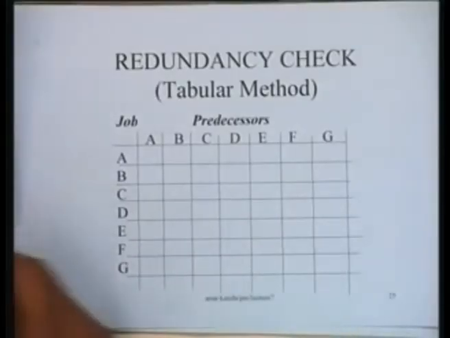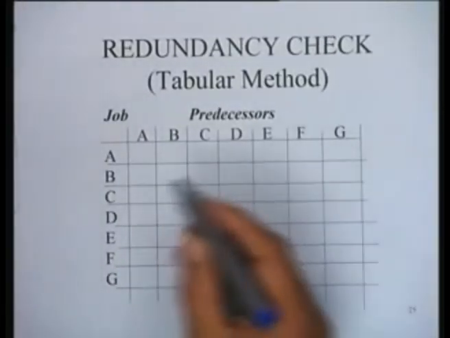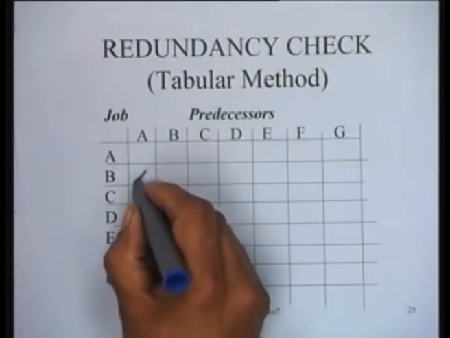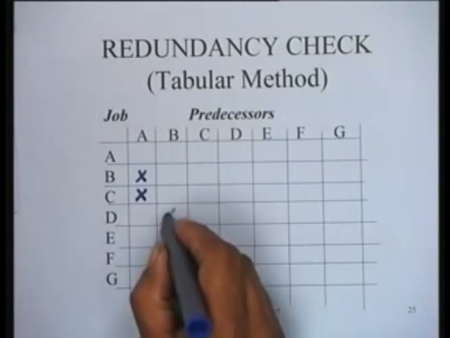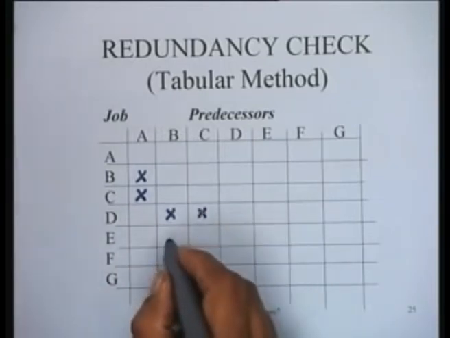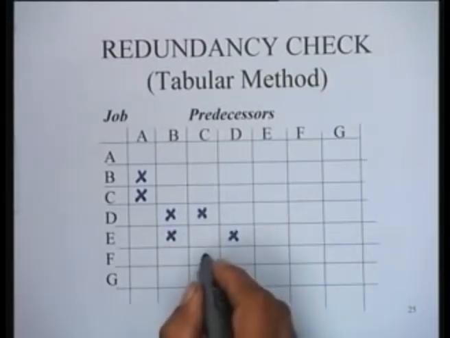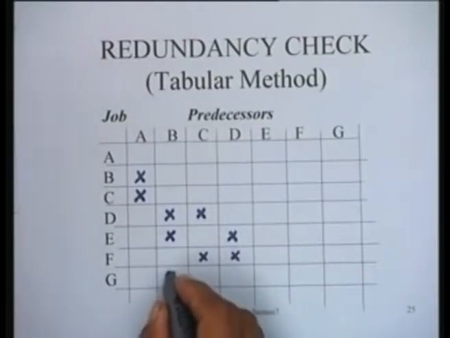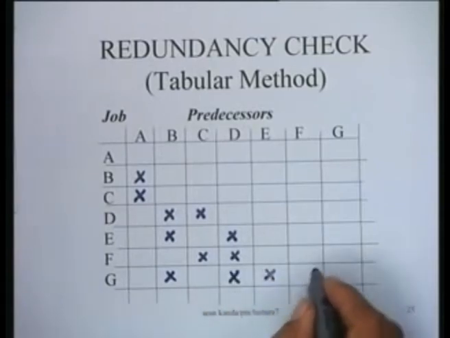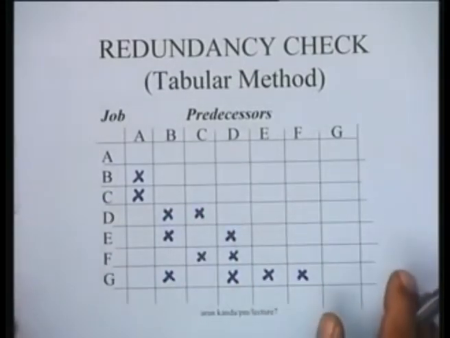The information that was given about the network, A has no predecessors, B was shown to have a predecessor A, C was shown to have a predecessor A, D had predecessors B and C, and E had predecessors B and D, F had predecessors C and D, and G had predecessors B, D, E and F. This is the same information which is given to us, which you would like to check for redundancy.